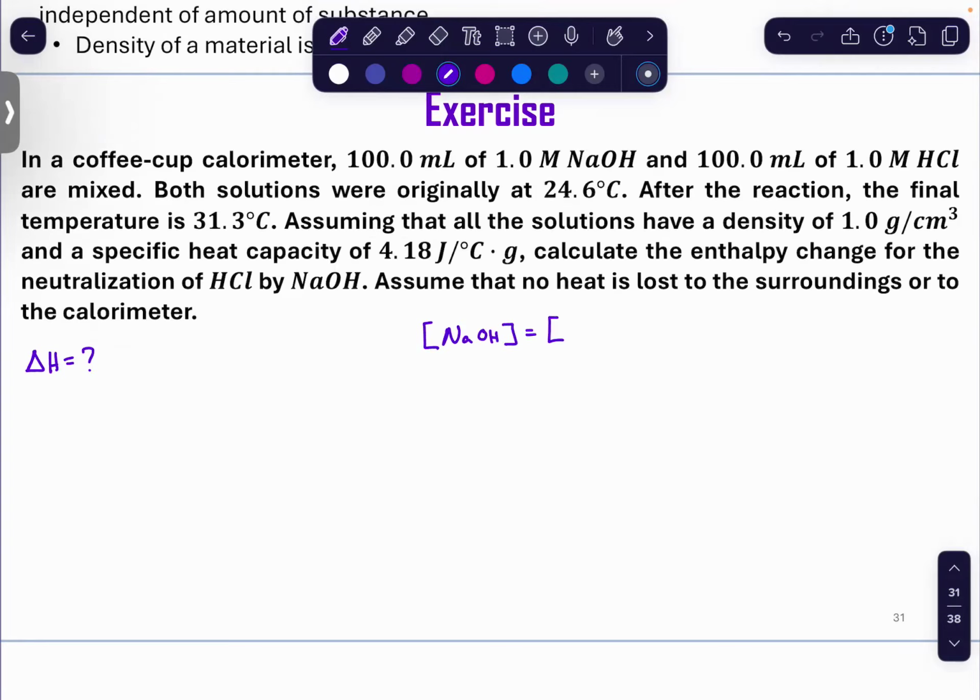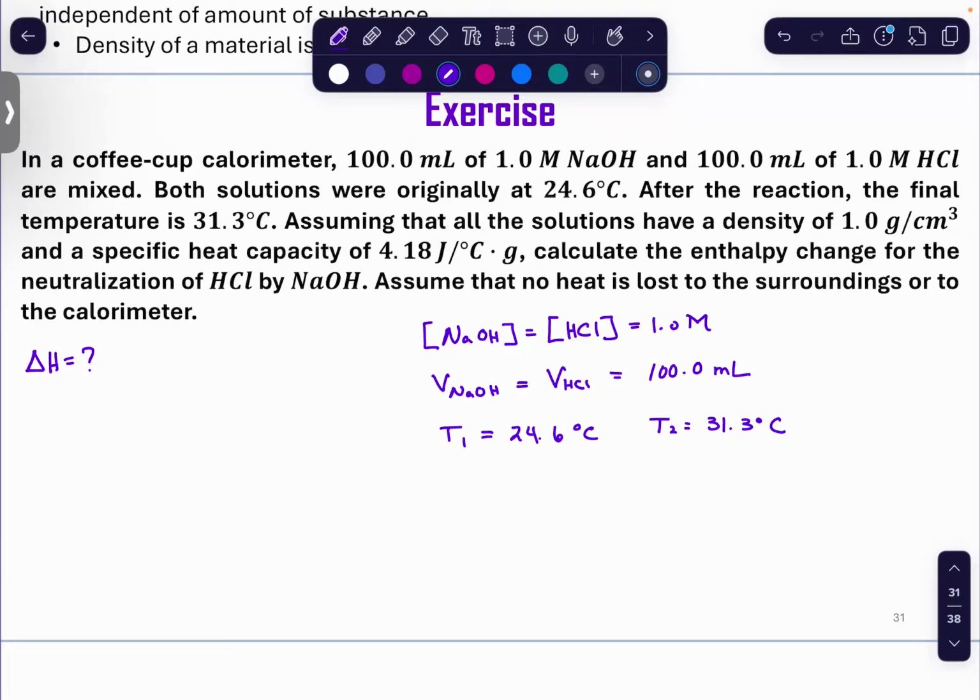Things that we know: the concentration of sodium hydroxide equals the concentration of hydrochloric acid equals 1.0 molar. So the volume of each one is going to equal each other. That's our 100 milliliters. T1 is 24.6 degrees Celsius. T2 is 31.3 degrees Celsius.